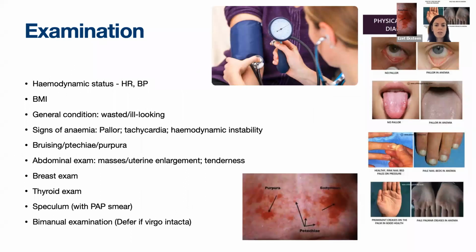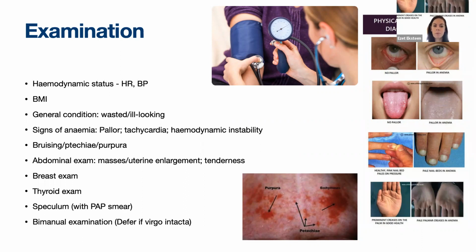So specific things that we can look out for on our examination. First of all, we need to do a hemodynamic status of the patient to determine whether the patient is stable or not. So we always do a heart rate and blood pressure. If the heart rate is extremely high, so above 100, or your blood pressure is very low, then you must start thinking that this patient is probably bleeding a bit more than what she anticipated, and she might be going into hemorrhagic shock.